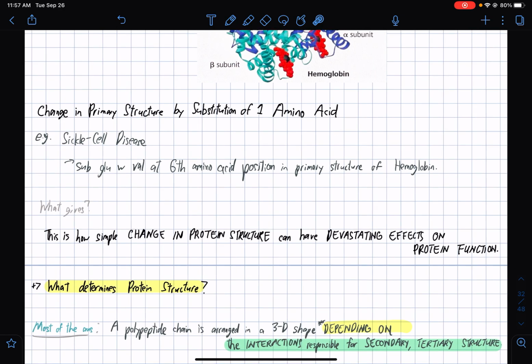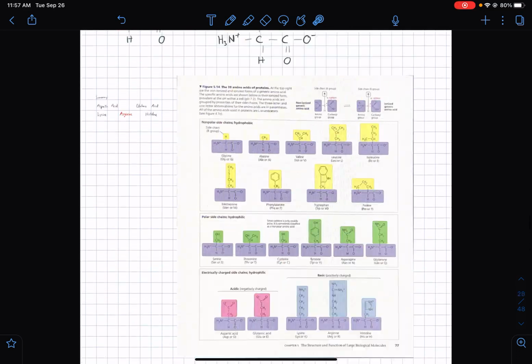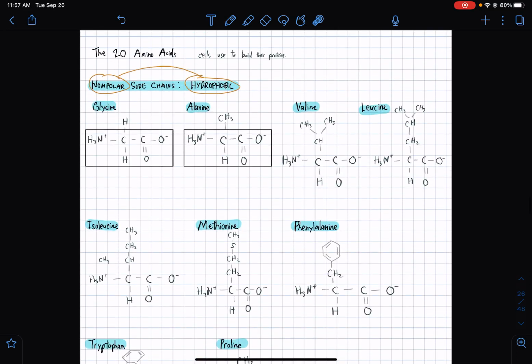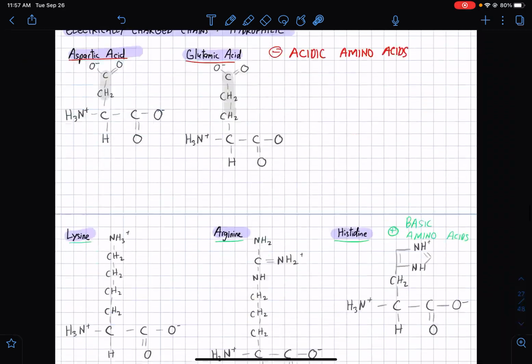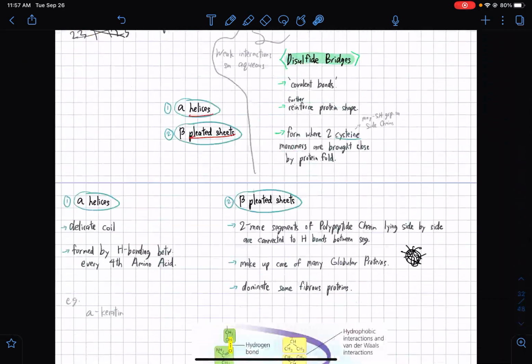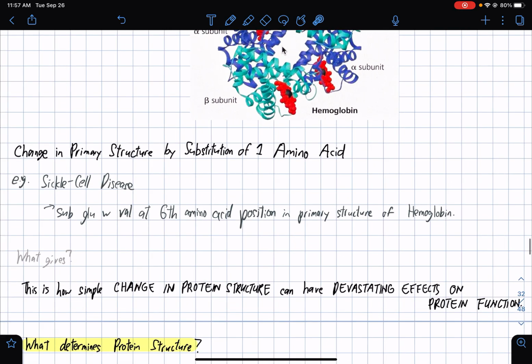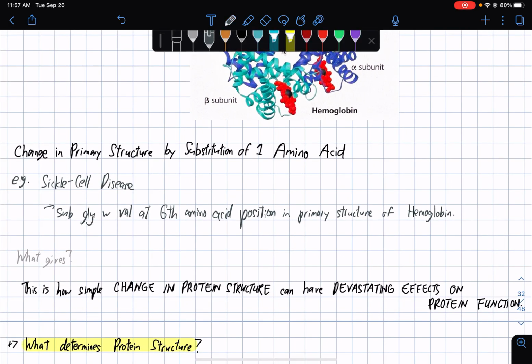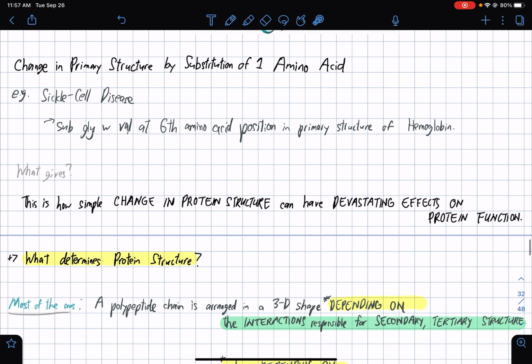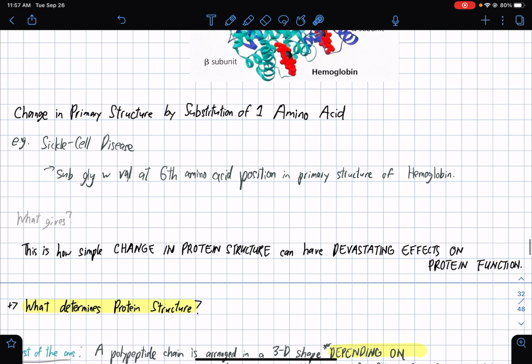When you substitute, I think it's supposed to be glycine, the very first amino acid. Substituting glycine with valine, if I remember correctly, at the sixth amino acid position in the primary structure of hemoglobin could cause sickle cell disease. So what gives? It basically proves how a simple change in protein structure can be devastating to protein function.